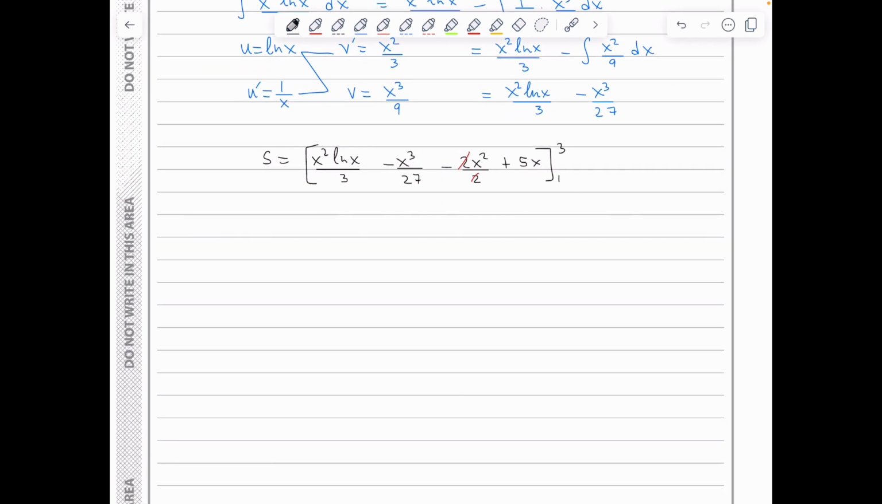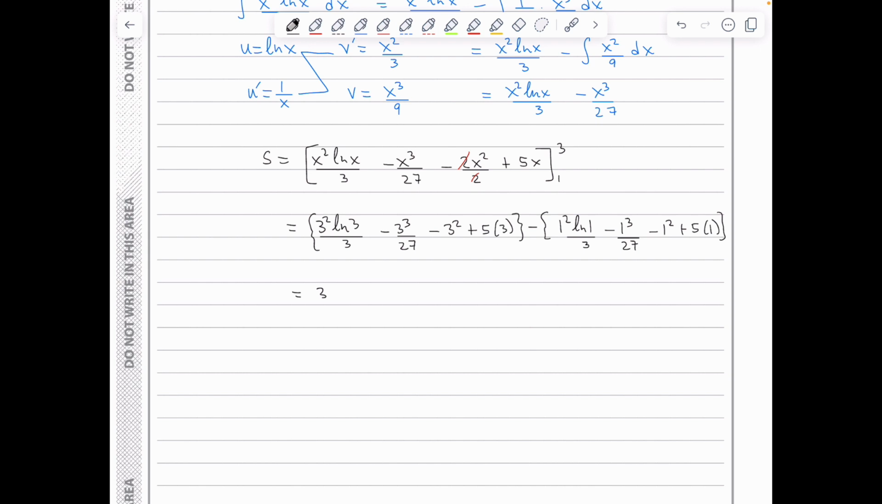3 to give me 3 squared ln 3 over 3 minus 3 cubed over 27 minus 3 squared plus 5 times 3. This is the upper limit substituted, minus the lower limit of 1 squared ln of 1 over 3 minus 1 cubed over 27 minus 1 squared plus 5 times 1. So we need to show the work clearly.